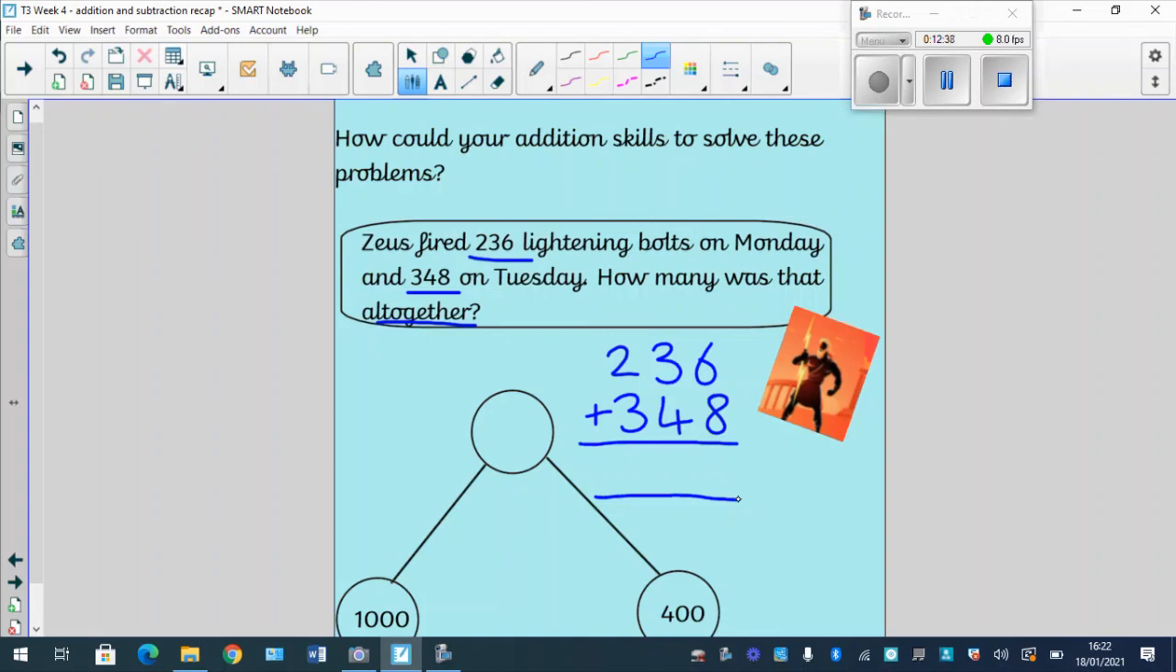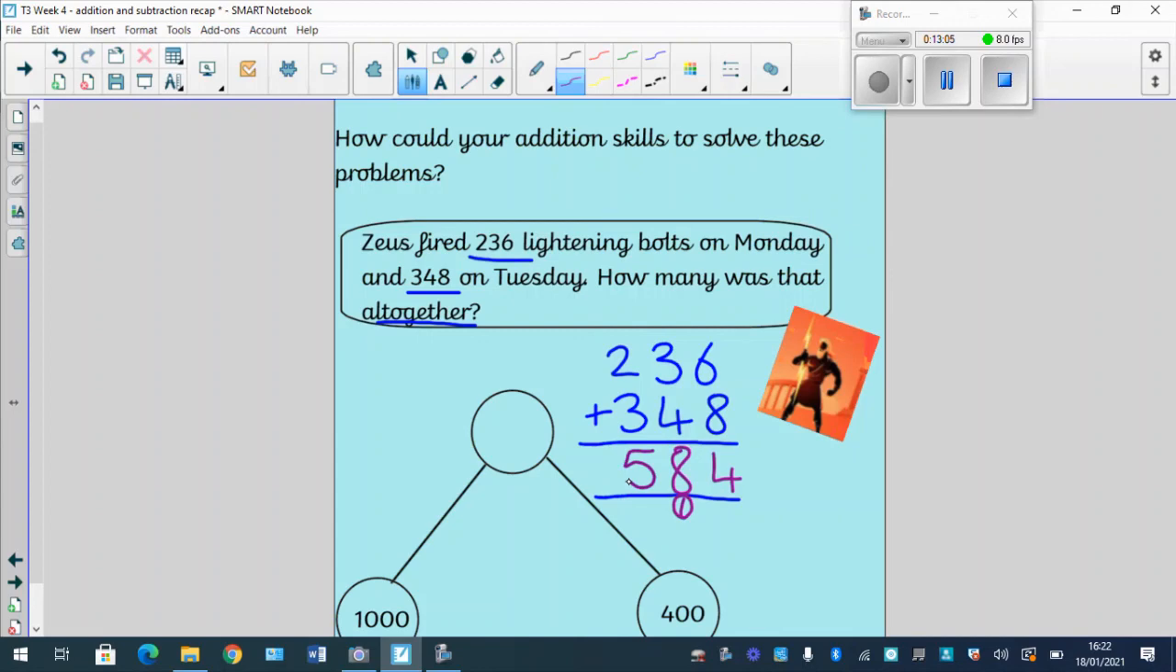Brilliant stuff, boys and girls. How many thunderbolts did Zeus fire? I expect it was quite a lot. 6 add 8 is 14. I take the 4 ones of 14, put them in the ones column, exchange my 10. 3 tens add 4 tens is 7 tens, add 1 more 10 is 8 tens. 200 add 300 is 500. He threw 584 lightning bolts.